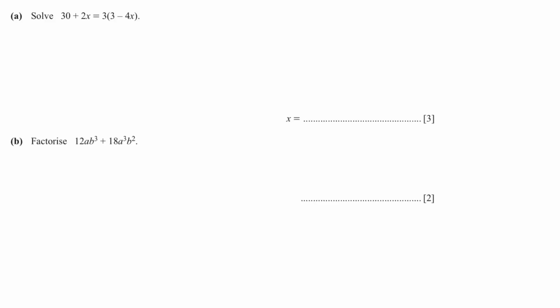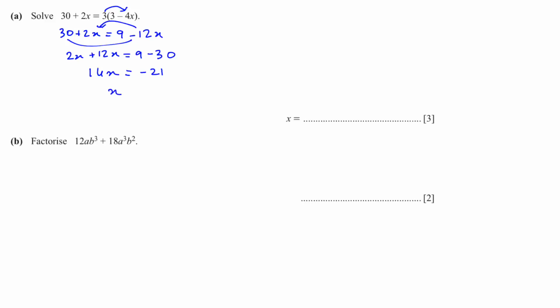So this is a very easy linear equation. We'll first expand the bracket and bring the like terms on one side. 3 times 3 is 9. 3 multiplied by negative 4 is negative 12x. The negative 12x, when I bring to the other side, it will become positive 12x. And the 30 will be negative 30. 14x is equal to negative 21. Therefore, x is equal to negative 21 divided by 14. And we'll get negative 1.5.